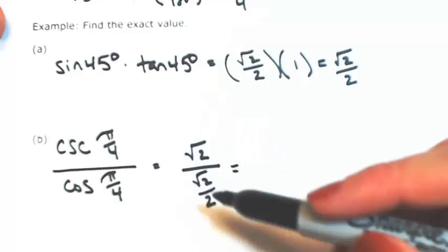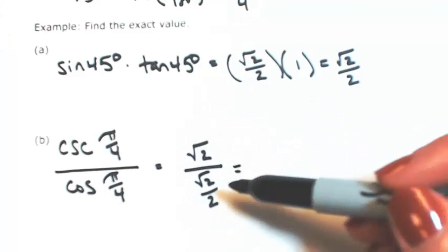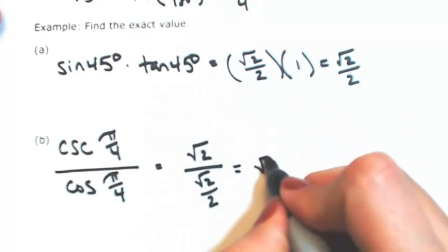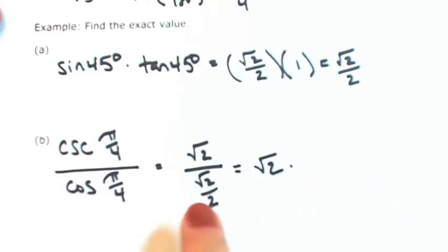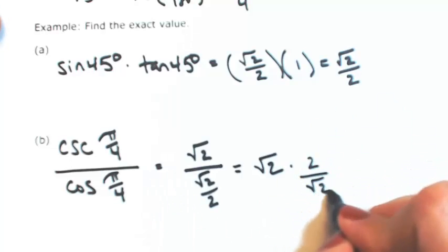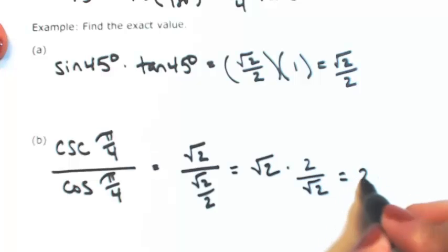Here's kind of a weird looking fraction. This is actually called complex because I have a fraction within a fraction. So let me change this over into multiplication of the reciprocal of the bottom. The square root of 2's cancel. This is actually just 2.